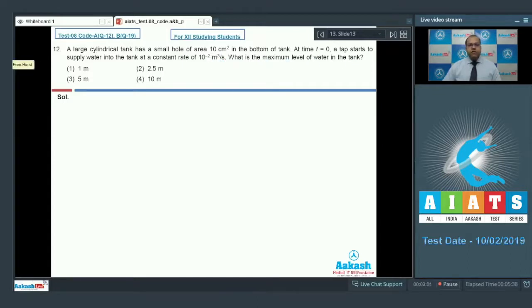So at the instant of maximum level of water in the tank, the inward rate of flow of water is equal to the outward rate of flow. The inward volume flow rate of water is equal to the exit volume flow rate. So at that moment I can write Q is equal to A into the velocity of efflux, which is under root 2gh. So from here I get the maximum value of h. So it comes out to be Q square divided by 2g into A square.